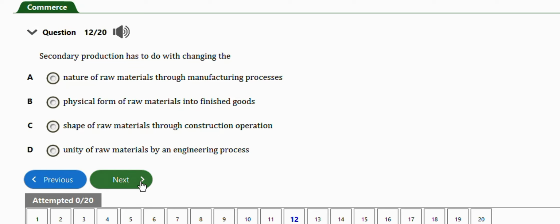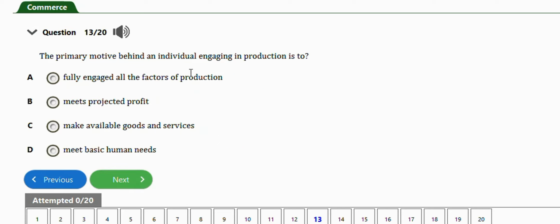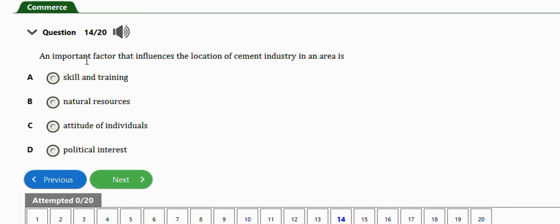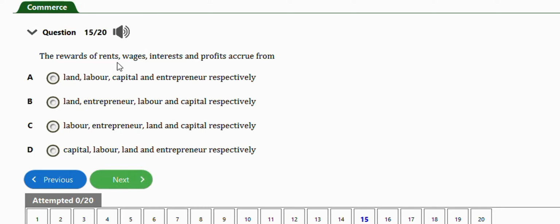Next question. The primary motive behind an individual engaging in production is to willfully engage all the factors of production, meet projected profit, make available goods and services, or meet basic human needs. The right answer to this question is option B, meet projected profit. Next question: an important factor that influences the location of the cement industry in an area is its natural resources, option B.